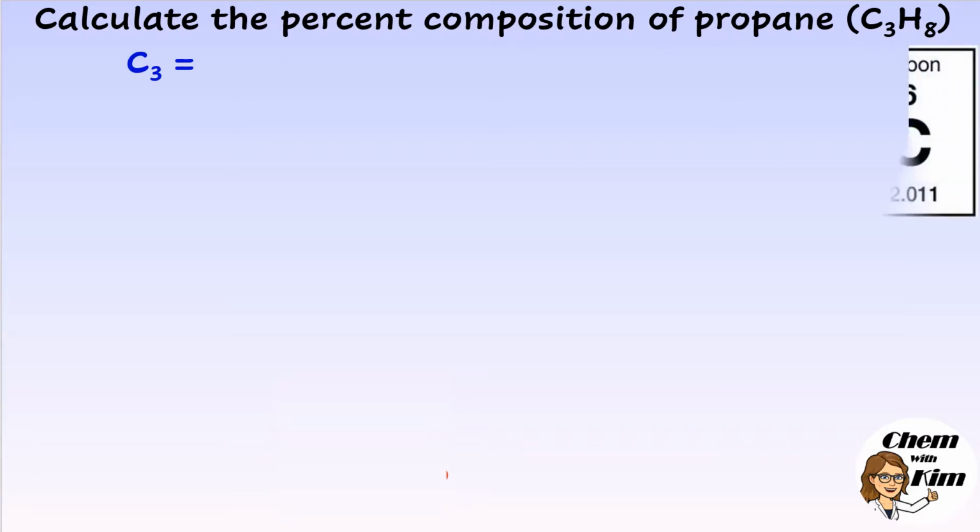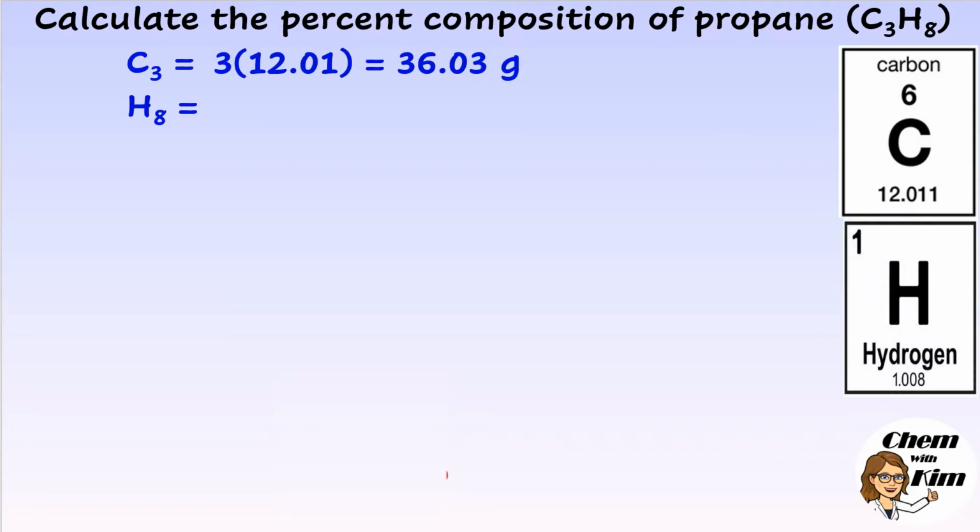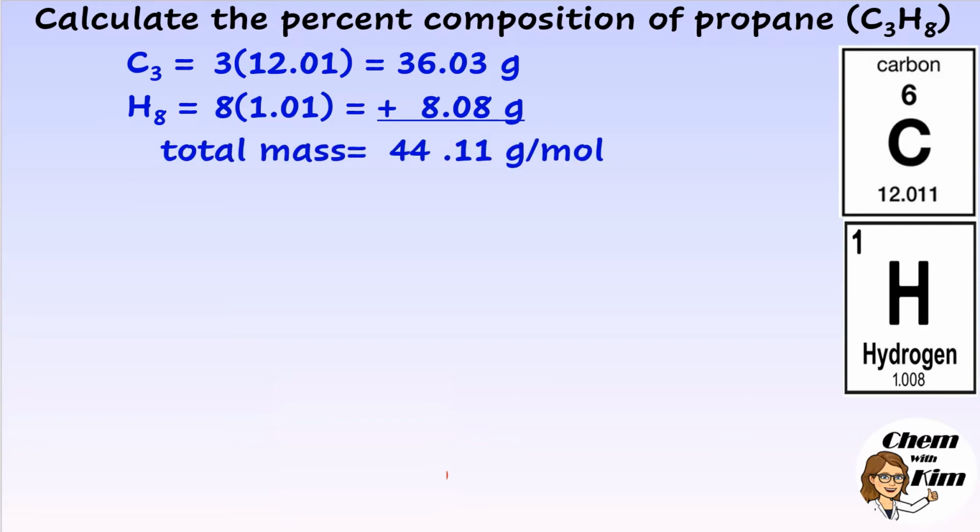We're going to look up the mass of carbon, round it to the hundredths place, and it becomes 12.01. Since there are 3 carbon in the formula, we're going to multiply 12.01 by 3. We look up hydrogen on the periodic table, round its mass to 1.01, and there are 8 hydrogens. We're going to multiply that by 8 to get 8.08, and then we need to find the total, and it's 44.11.